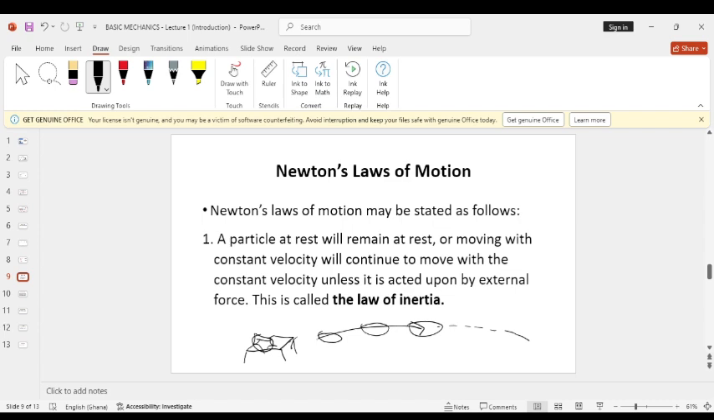So Newton proposed that the first law of motion is that a particle at a state of rest will remain at rest, or if it is moving with a constant velocity, it will continue to move with that velocity unless it is acted upon by an external force, which will change the relative position or the relative motion of that particular object. Now, this law of motion is also referred to as the law of inertia. So the law of inertia and the first law of Newton's motion are all the same.